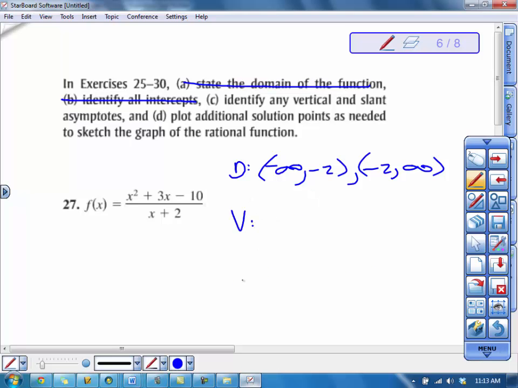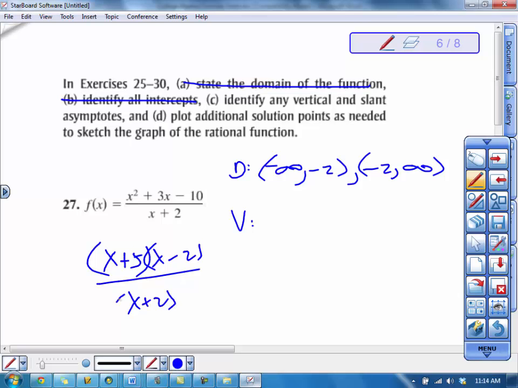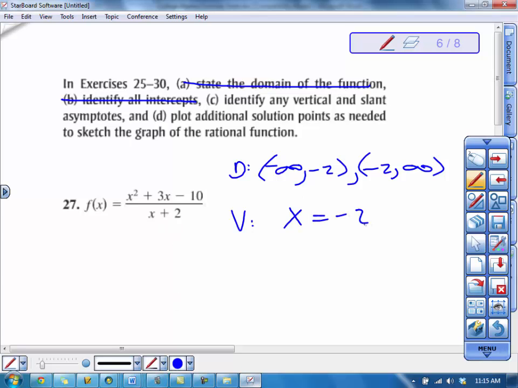Vertical asymptotes occur at places where the denominator is zero. Because this doesn't factor in a way that would cancel. Actually, this factors into x plus 5, x minus 2 in the top, and the bottom is x plus 2. But these don't cancel, so this isn't a hole. This is an actual asymptote. Vertical asymptotes occur as zeros in the denominator. So x equals -2 is a vertical asymptote because that's a 0 in the denominator.